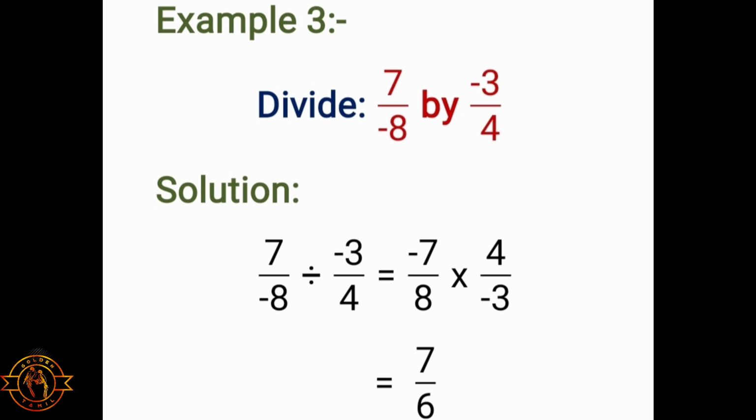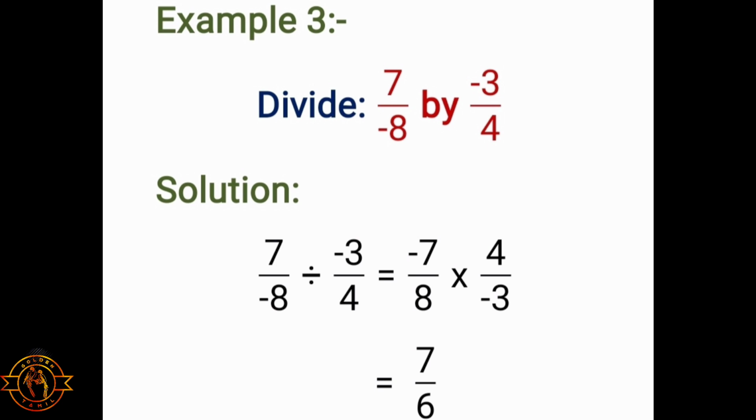Next, what we have to do to divide two rational numbers? We have to multiply the first rational number with the reciprocal of the second rational number. What is the second rational number here? Yeah, it's minus 3 by 4. We have to take the reciprocal of this minus 3 by 4. What is the reciprocal of this number? Yes, it is 4 by minus 3. Now what we have to do? We have to multiply minus 7 by 8 with 4 by minus 3.